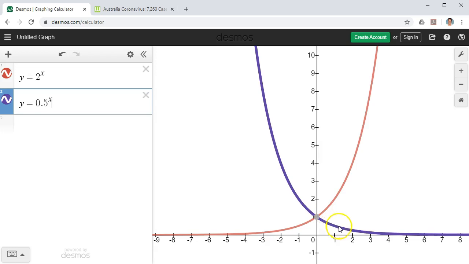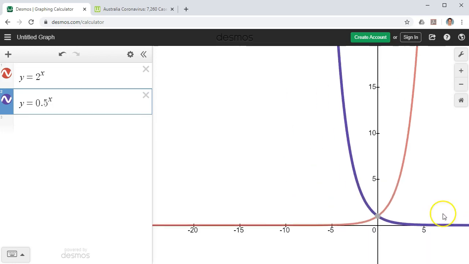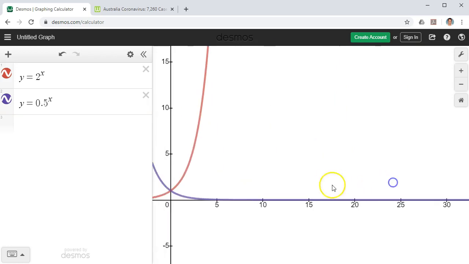We know that as we come down here to the right, it seems to flatten out, but it never touches the x-axis. It never goes below it, for sure, as well. You can't have a negative number of people with the coronavirus, right? So once again, if I zoom out, you'll notice that this graph never ever touches the x-axis.